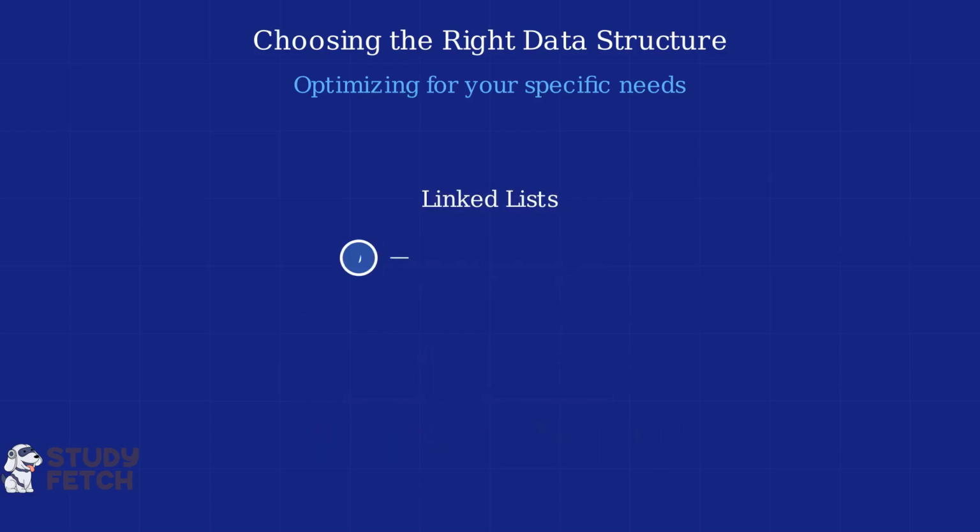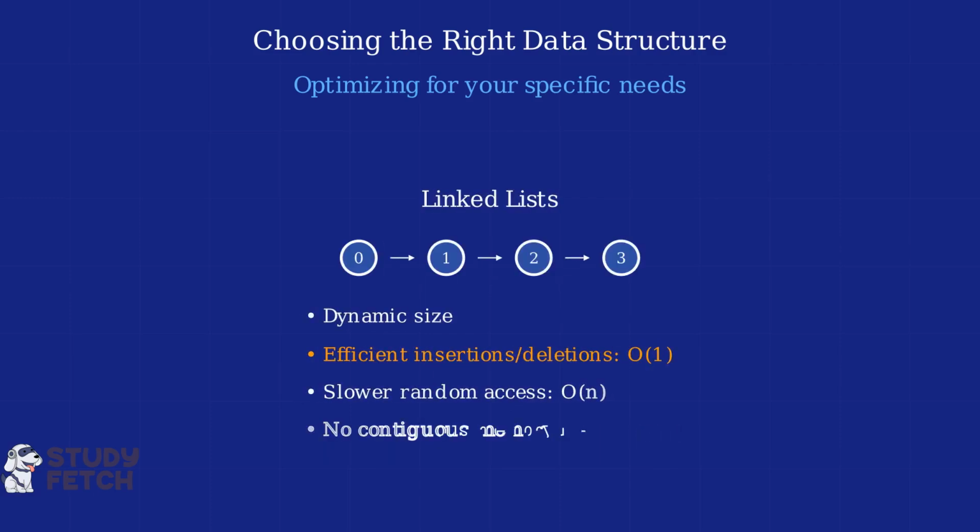When you need dynamic sizing with efficient insertions and deletions, linked lists work better. They allow for O(1) insertions and deletions, but sacrifice random access speed.